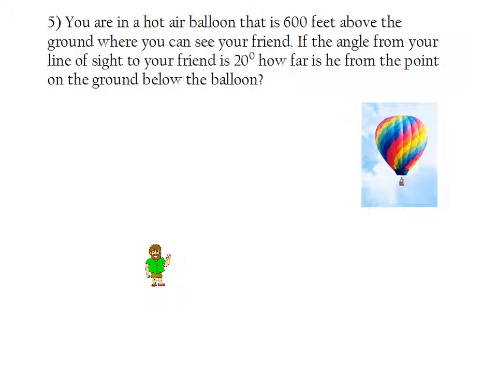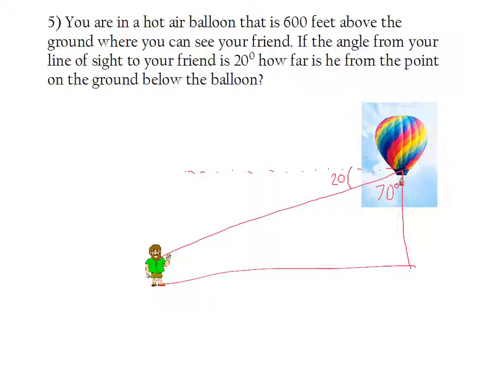Trying to help you out there. We know how high it is, and I'm telling you that from my line of sight to there is 20 degrees. Now, if that's 20, what I'm really going to be using is this as my 70 degrees, because I know they're going to add up to 90. They're complementary.